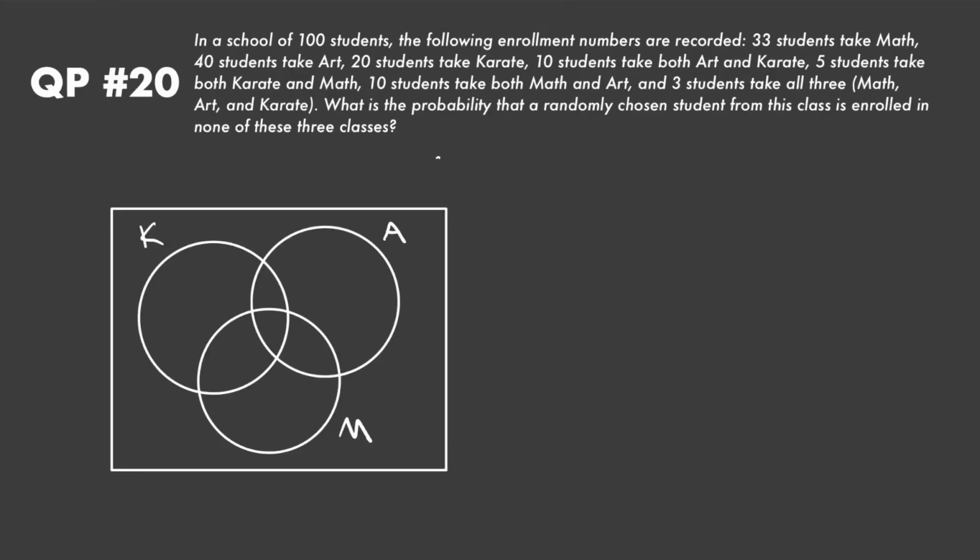Okay, this is a drawing of our sample space, right? There's going to be 100 students within this box here, and the K, A, and M represent karate, art, and math. So the 100 students could be anywhere within this box. If they're in here, they're only taking art. If they're in here, they're only taking karate. If they're in here, they're taking both art and karate, and etc. So we're basically trying to find the number of students who are enrolled in none of the 3 classes, and that means you're going to be somewhere out here. So let's see what the question tells us.